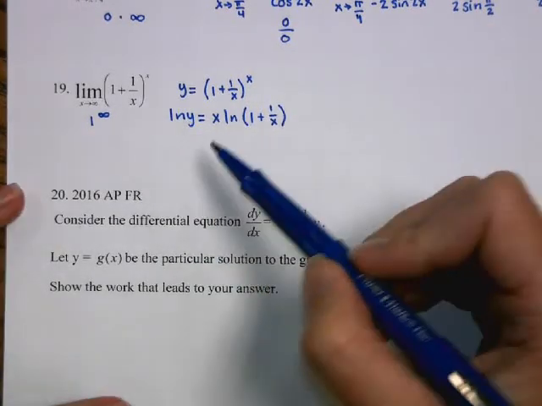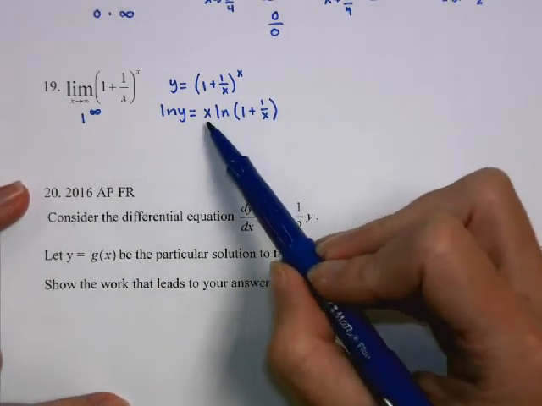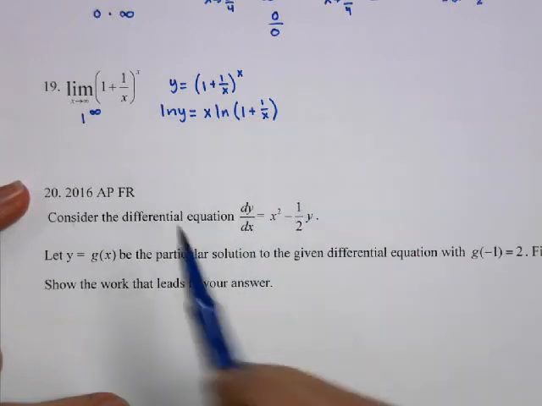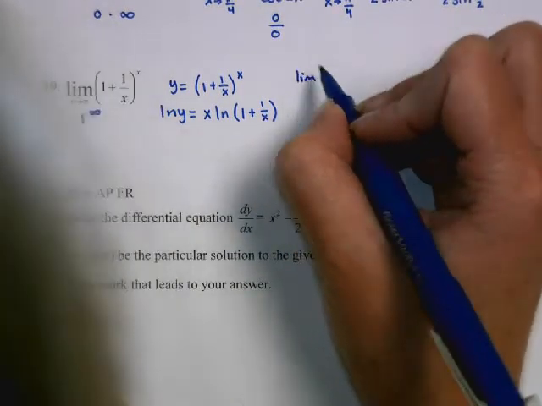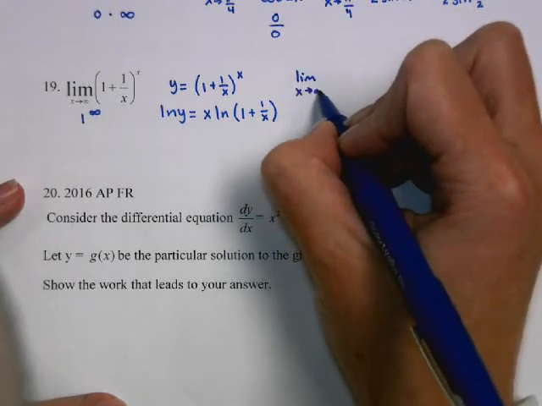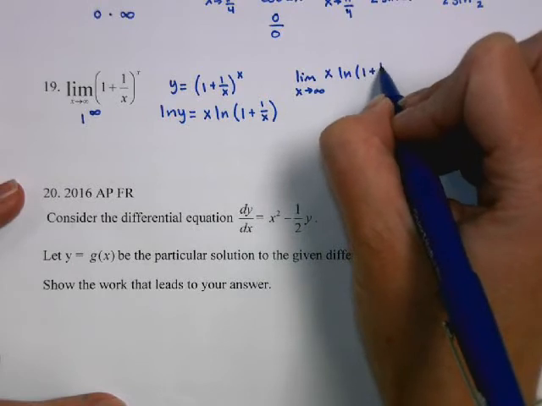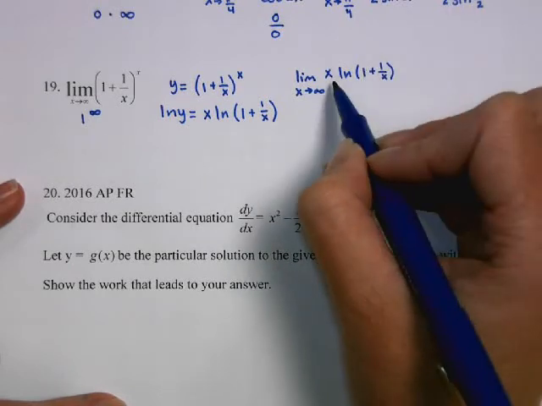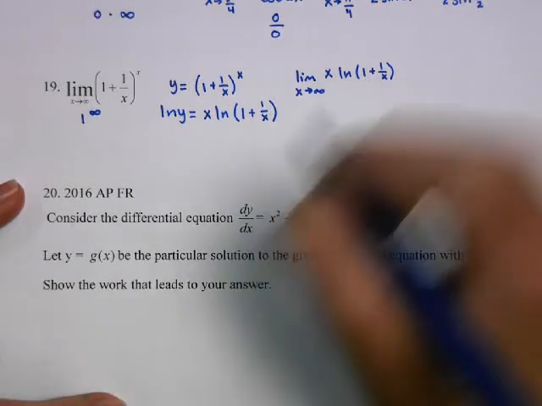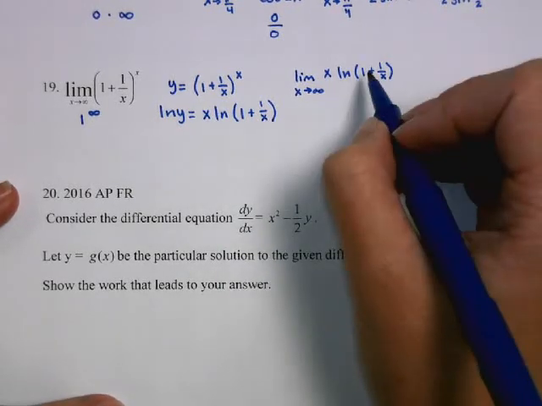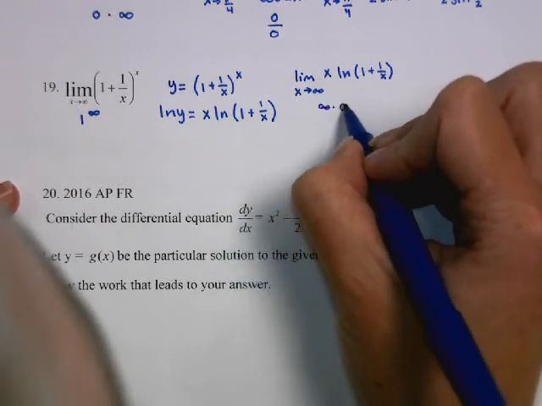Okay, so we're going to come back. I'm going to look at this side of the equation, and I'm going to look at this limit. I'm going to investigate the limit as x goes to infinity of x times natural log of 1 plus 1 over x. Well, x is going to go to infinity, and natural log of 1 is 0. So this is going to be infinity times 0.